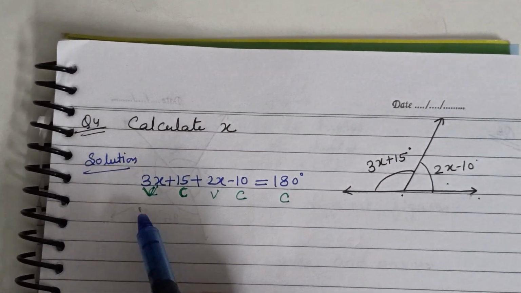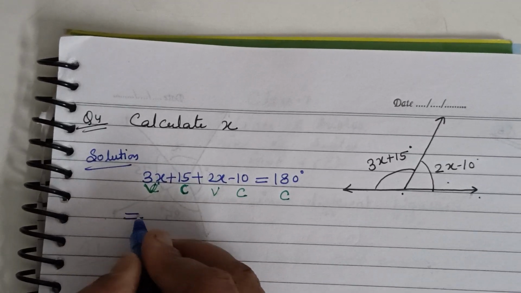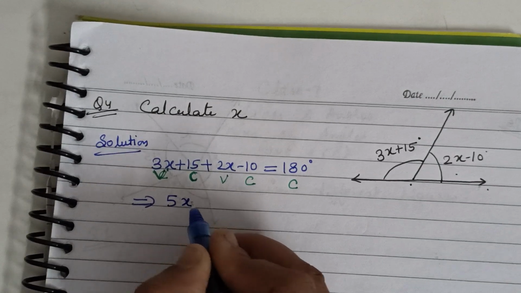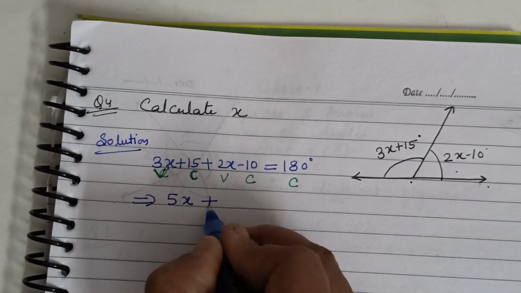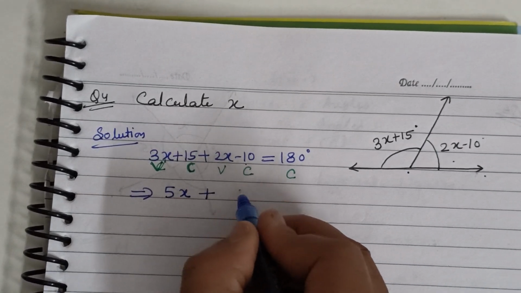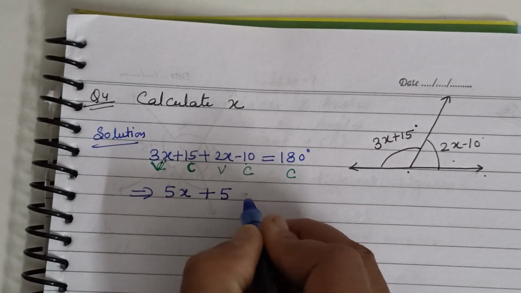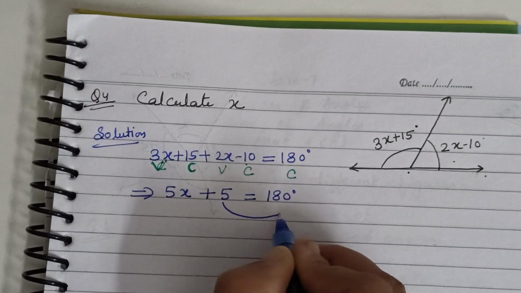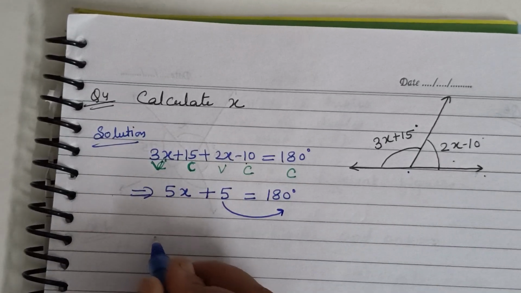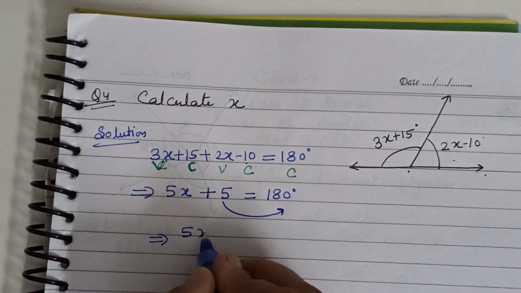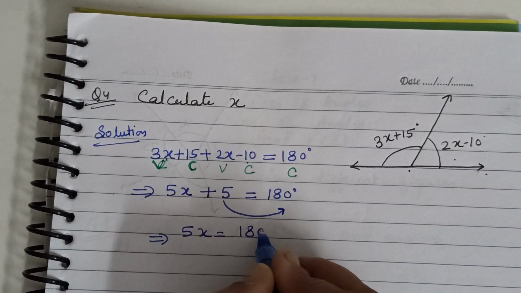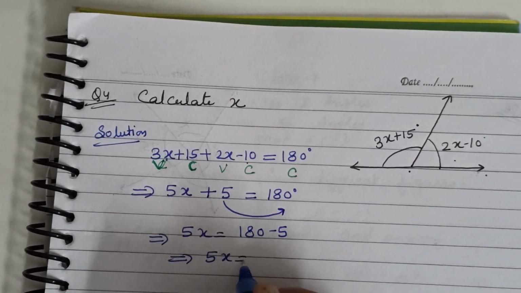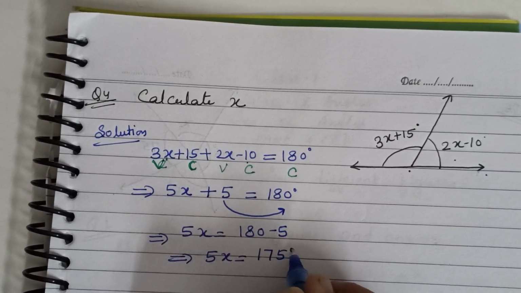On the left hand side, add the variables: 3x plus 2x, as both of them are like terms having the same variable with the same degree. Then 15 minus 5, that will come 5x equals 180 degree. Now transpose this 5 from left hand side to right hand side. It will come 5x equals 180 minus 5. That will be 5x equals 175 degree.